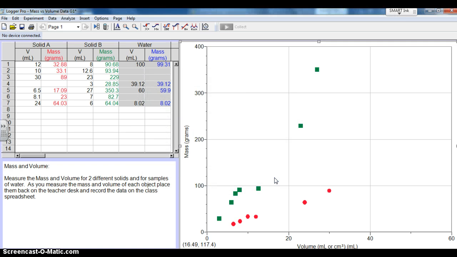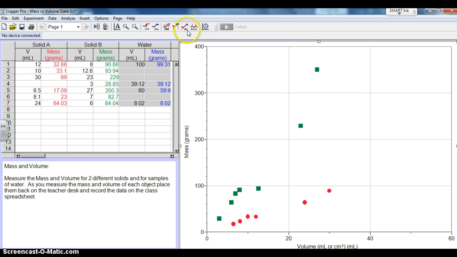And when we see that, oh my gosh, look at that green line. It is much steeper than the red line. And if we look at these two pieces, they have almost the same volume. They're almost the same size, but solid B is way more massive than solid A. Each piece of solid B, if they're the same size, is more massive than each piece of solid A.